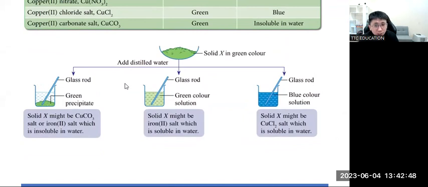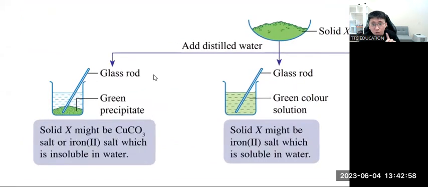So if you put FeCO3, then it's a green precipitate. This one might be CuCO3 or an iron(II) salt which is insoluble in water. So if you see a green precipitate, it can be CuCO3 or maybe FeCO3, like what you said just now. Then what Fe2+ salts are soluble? Like FeCl2, Fe(NO3)2. You have to pair with those soluble ions, don't pair with the insoluble ions.